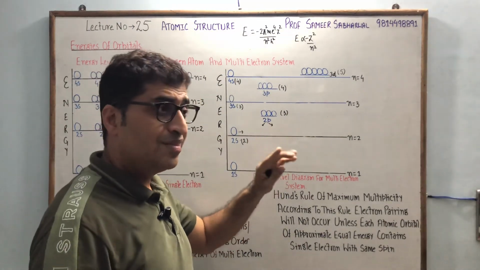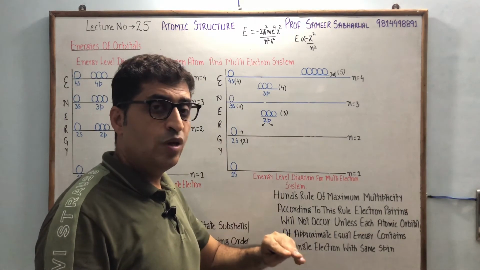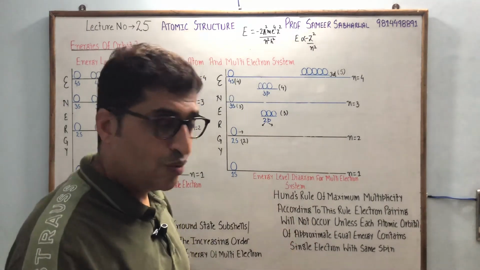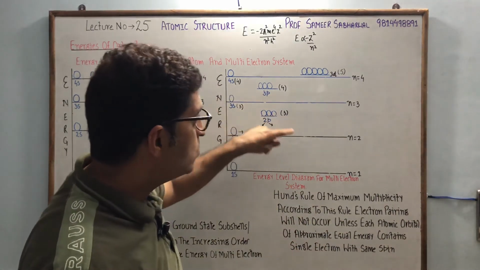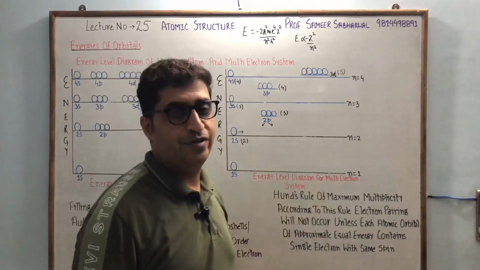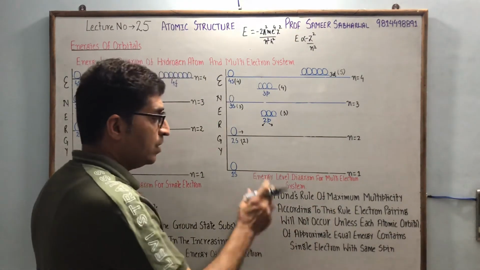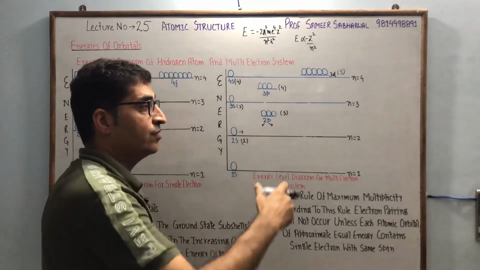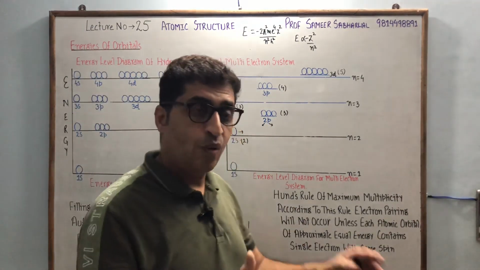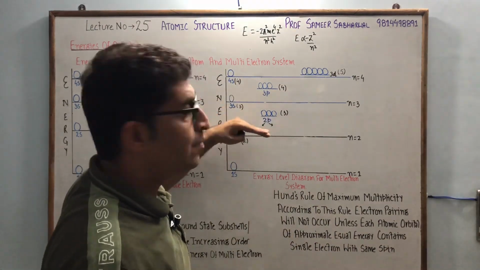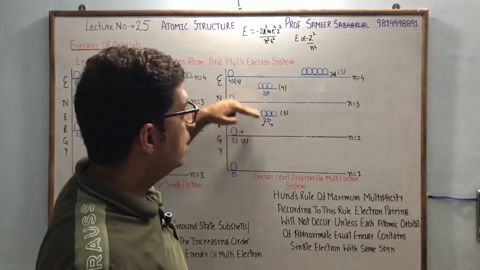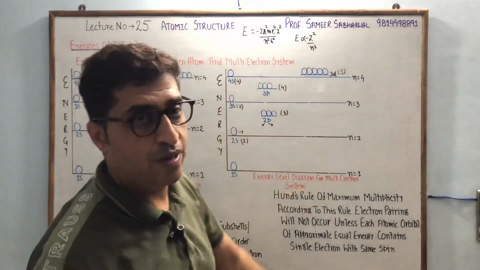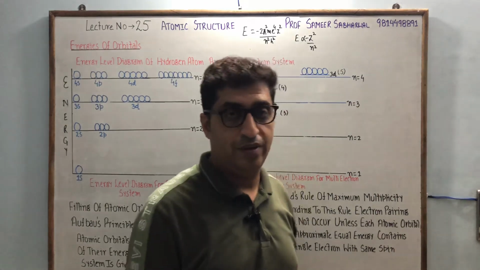Why? Because relative energy is given by only n plus l. We do not include the value of m. So all orbitals of the 2p subshell will have the same energy. Hund's rule is meant for those subshells where we have more orbitals and all those orbitals have approximately the same energy, like 2p, 3p, 3d. In the 3d subshell, we have 5 orbitals. All of them have approximately the same energies, right?